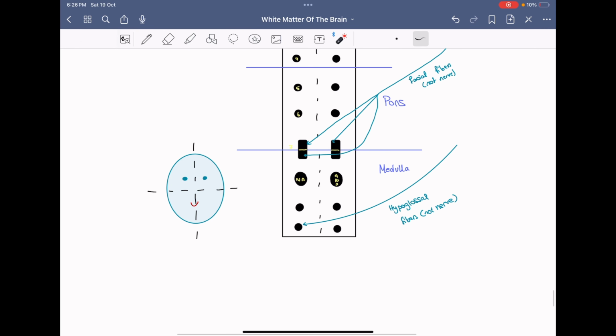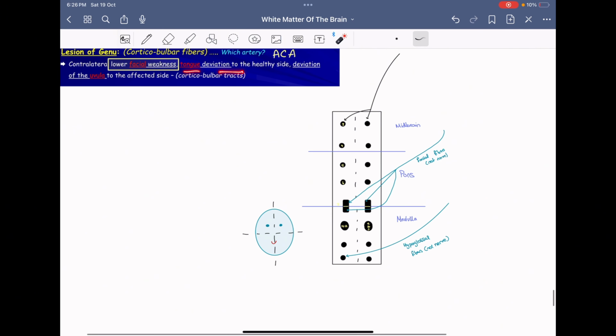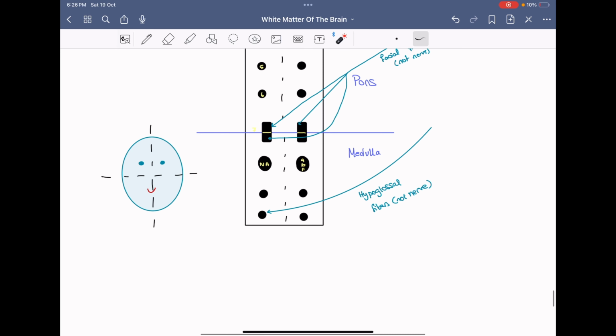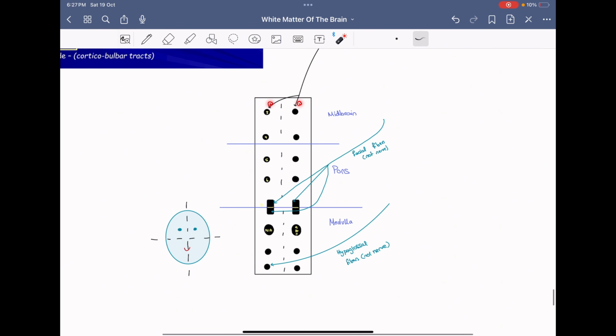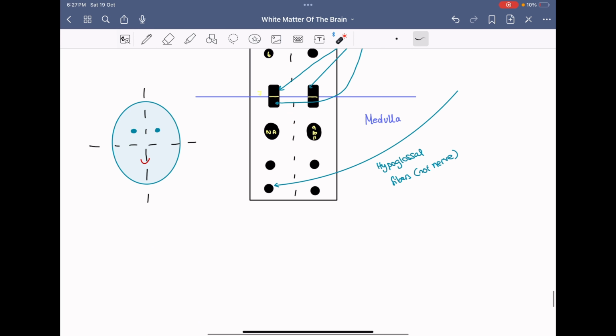And now we need to understand why it is tongue deviation to the healthy side. As we know, the tongue muscles are supplied by the hypoglossal nerve, and over here we have the nuclei. The fibers are going to come from the cortex and they're going to synapse with only the contralateral nuclei, not like this or like this. It's only going to synapse with the contralateral nuclei. So this side's also going to synapse with the contralateral nuclei.